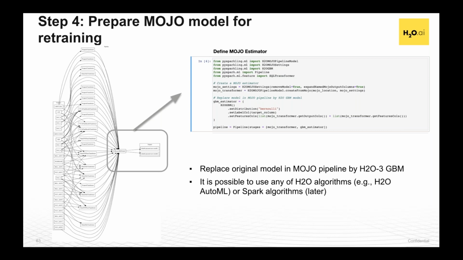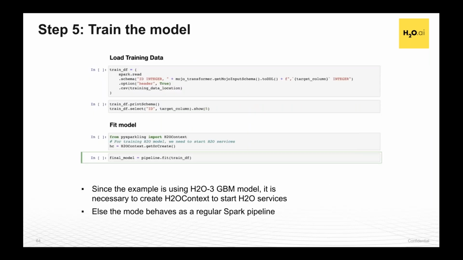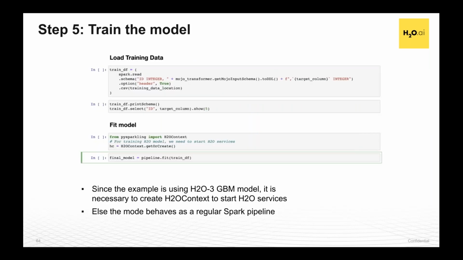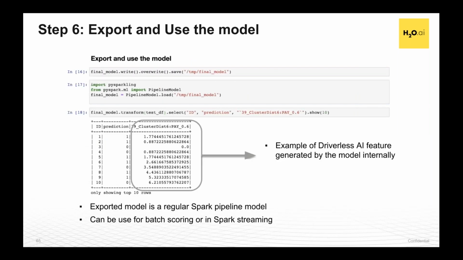And now to fit the pipeline, we need a train DF. So we are creating a train DF here. This is just standard Spark code. So we create a train DF, and then we do a pipeline.fit. The pipeline here is the one that we created in the previous slide, which has two stages: the MOJO transformer and the GBM estimator. Then we have the final model, which can now be used to transform, predict, and things like that.